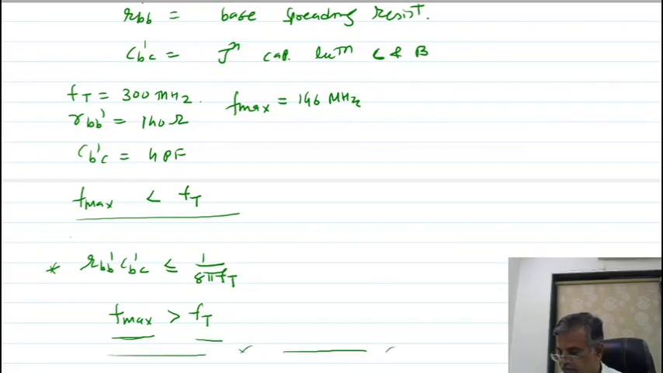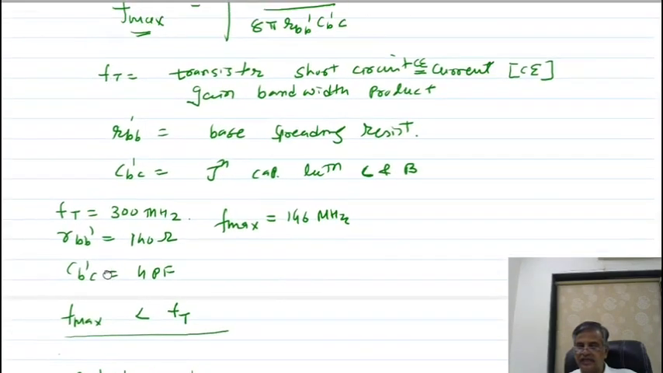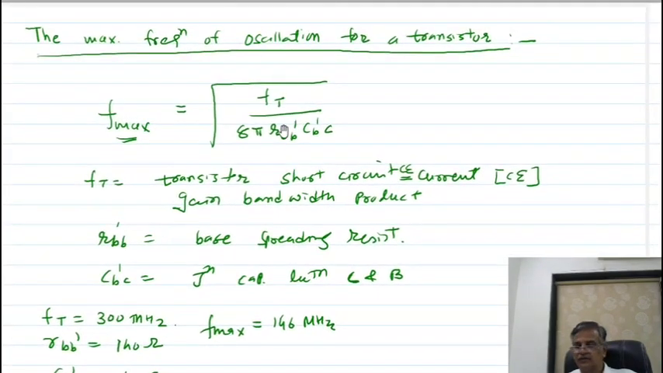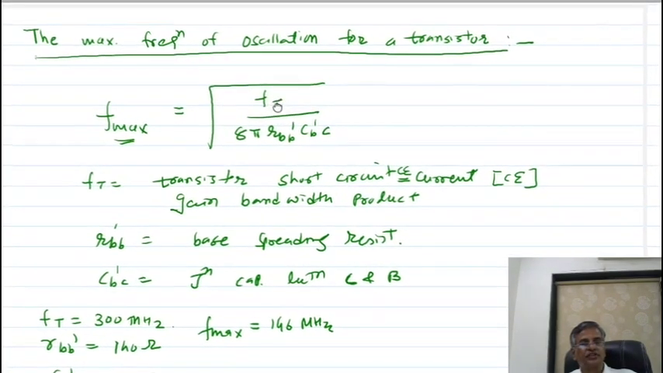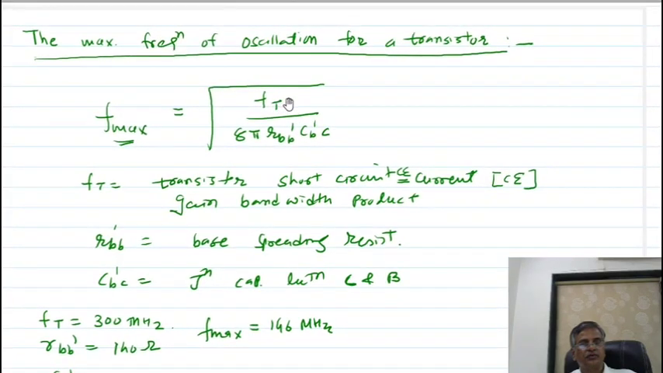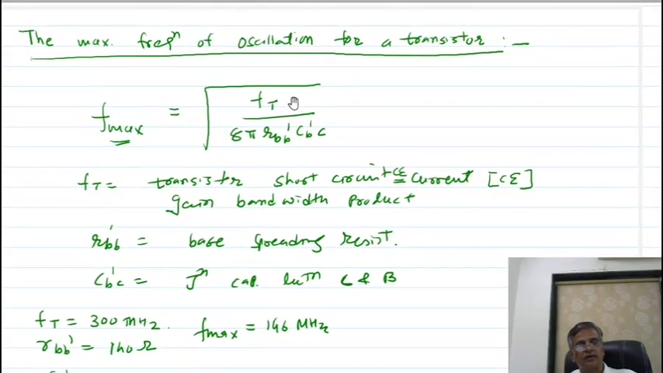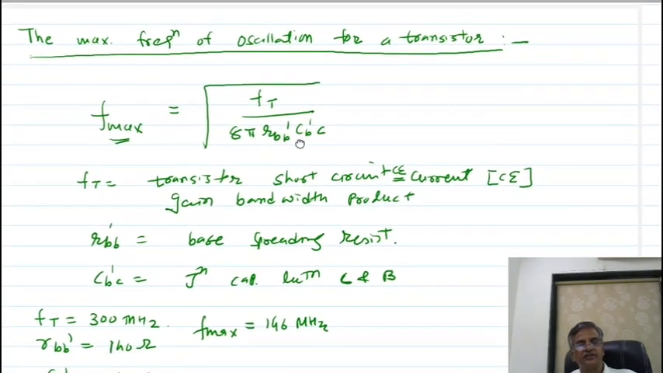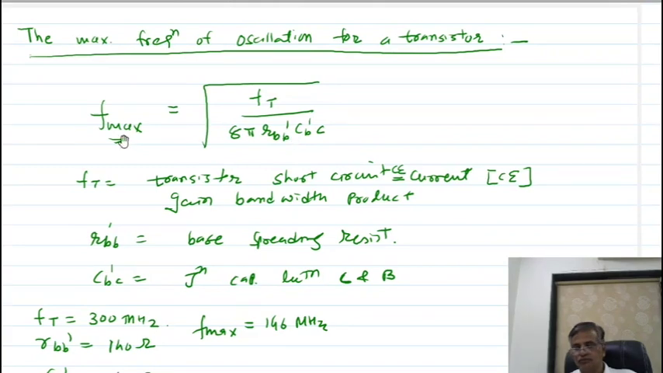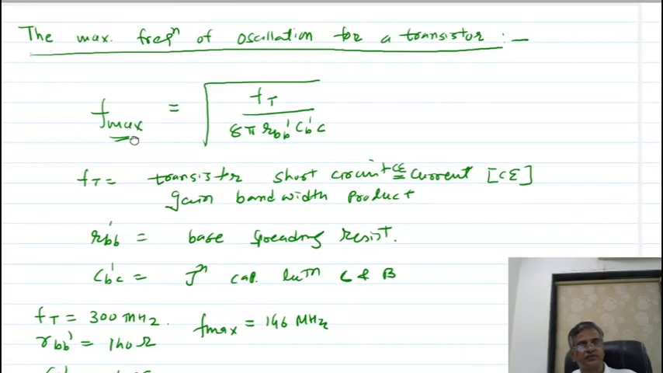Okay, here is the end of this lecture. In this lecture we have discussed the Colpitts oscillator, some numericals, and how much maximum frequency of oscillation you can get, where Ft is the short circuit current gain bandwidth product for common emitter, R_bb' is the base spreading resistance, and C_b'c is the collector to base junction capacitance. So this is the maximum frequency of oscillation you can get.